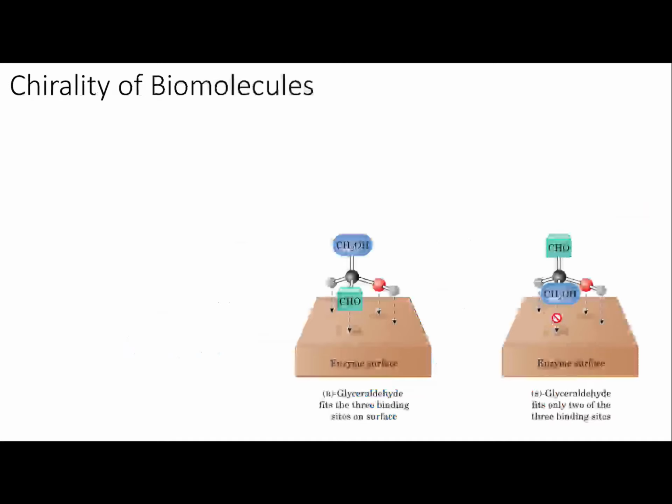And so what I'm showing you here is a schematic diagram of an enzyme surface. It can actually interact with the R glyceraldehyde at 3 binding sites. So it's got a spot for the aldehyde group, for the hydrogen, and for the hydroxyl. But the S glyceraldehyde would only interact at 2 sites, the hydroxyl and the hydrogen, but it wouldn't have a spot for this other group. And so that is how enzymes are actually really capable of discerning between biologically active enantiomers and the ones that don't do anything.